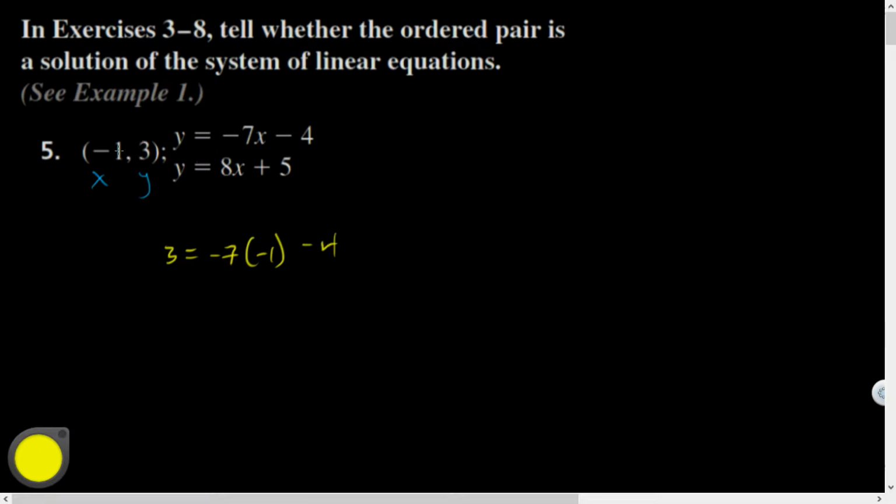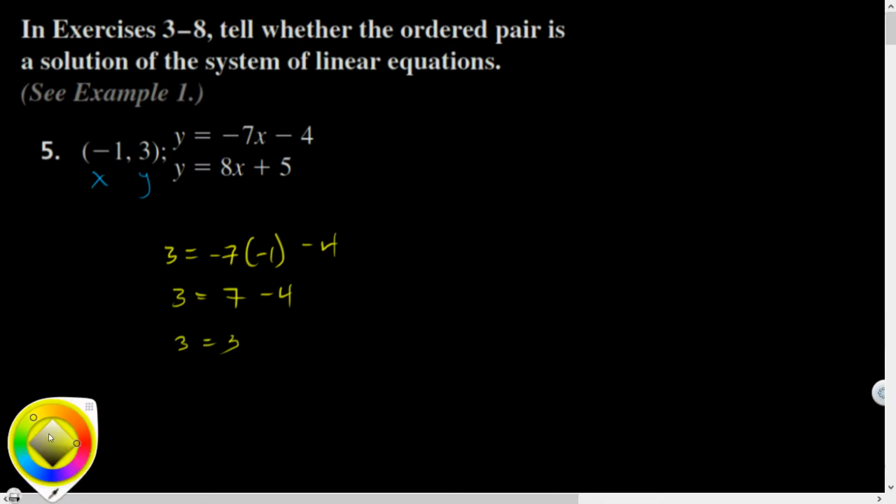So let's plug in the 3 for y, the -1 for x, and now just PEMDAS this. So positive 7 minus 4, I get 3 equals 3. That is a true statement. That means it is a solution to the first equation. I have no idea. Don't spoil it. Don't spoil it now. So let's see.